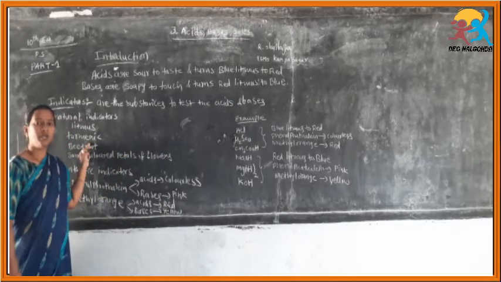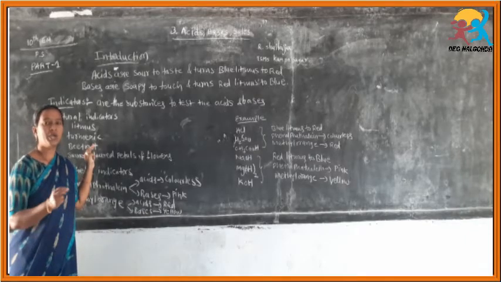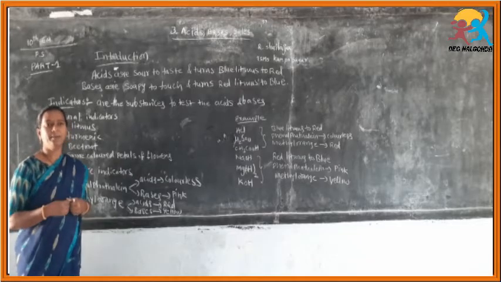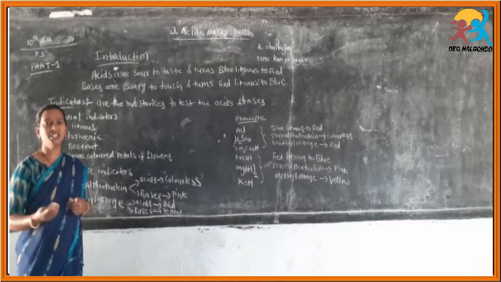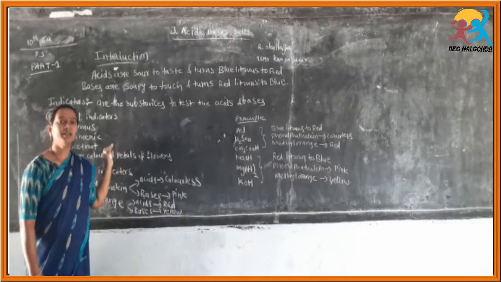For turmeric, we have to make turmeric powder into a paste. Then you apply that paste onto paper, and we get turmeric paper. On the turmeric paper, you add acid or base. The color changes, and by the change in color, we can observe the acids and bases.